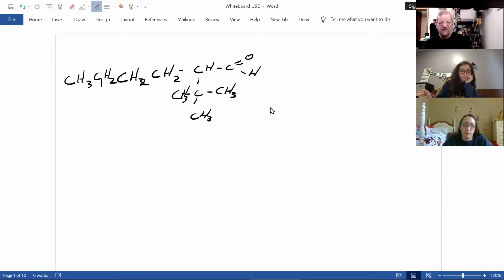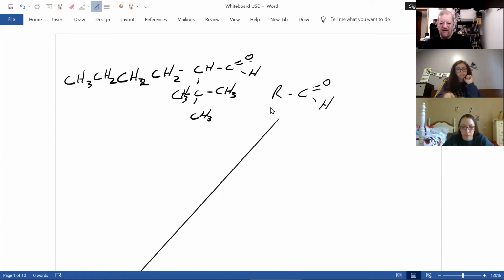What do we have that's different? Oxygen. Remember, when you're looking at a molecule, look for what's different. These functional groups, look for what's not carbon, what's not hydrogen. Oxygen, carbon, carbonyl. We have an aldehyde.